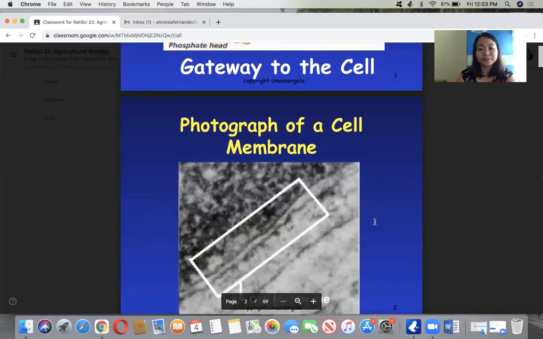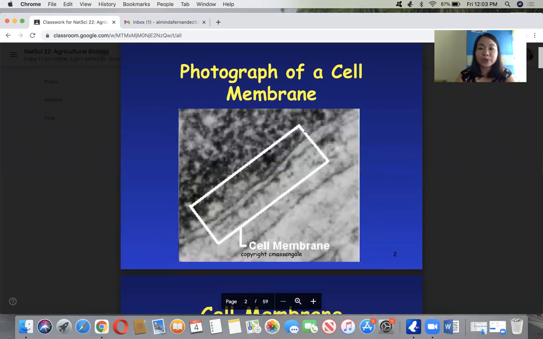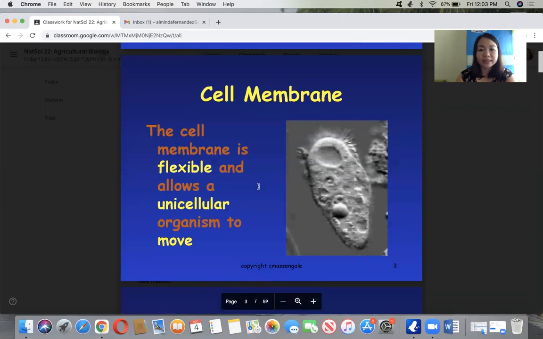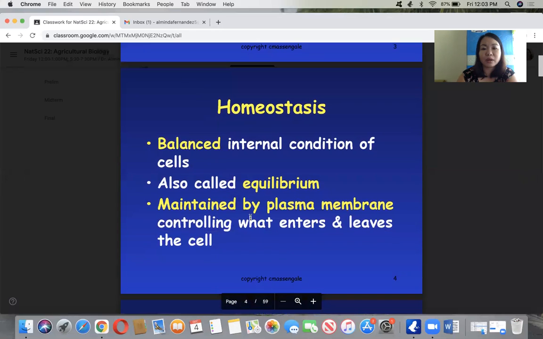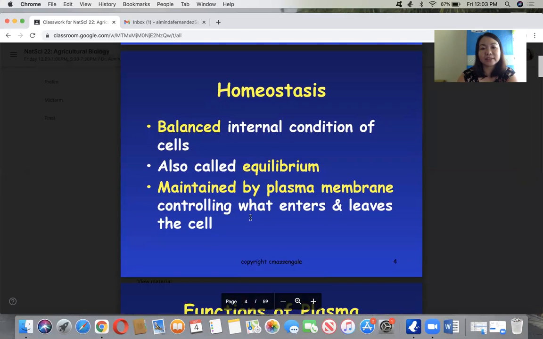This is a photograph of a cell membrane under a very high-tech microscope. This is how a cell membrane looks. The cell membrane is flexible and allows a unicellular organism to move. Its flexibility will be discussed as we move through the different discussions.